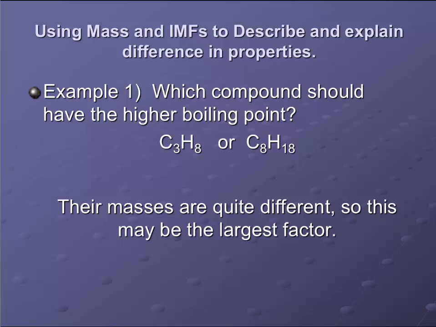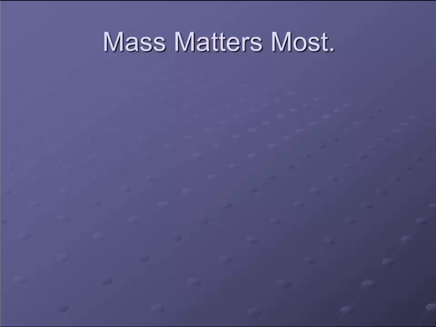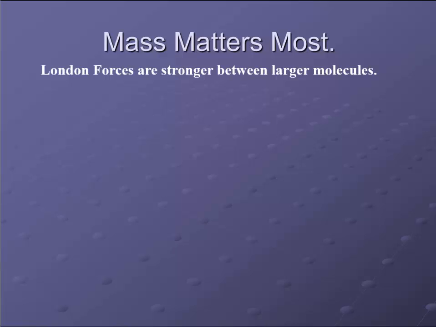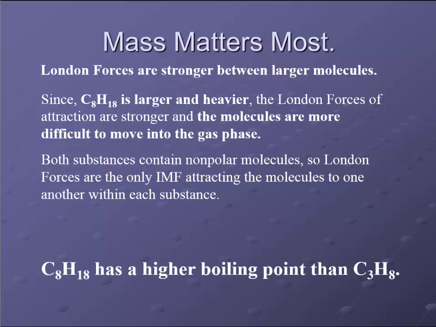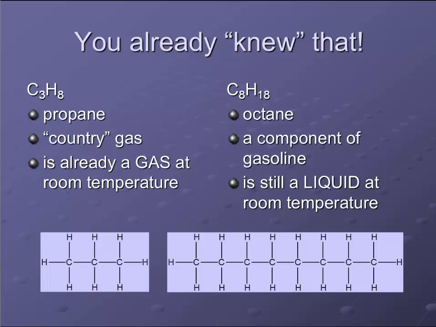That molecule, that substance, should have a higher boiling point. Mass matters most in this case, and we've really already solved the problem. The heavier molecule will have the higher boiling point. But we could also come at it from an IMF angle. London forces are always stronger between larger molecules. So since C8H18 is larger and heavier, the London forces of attraction are stronger, and the molecules are more difficult to move into the gas phase. They're both nonpolar, and so London forces are the only IMF attracting the molecules to one another.